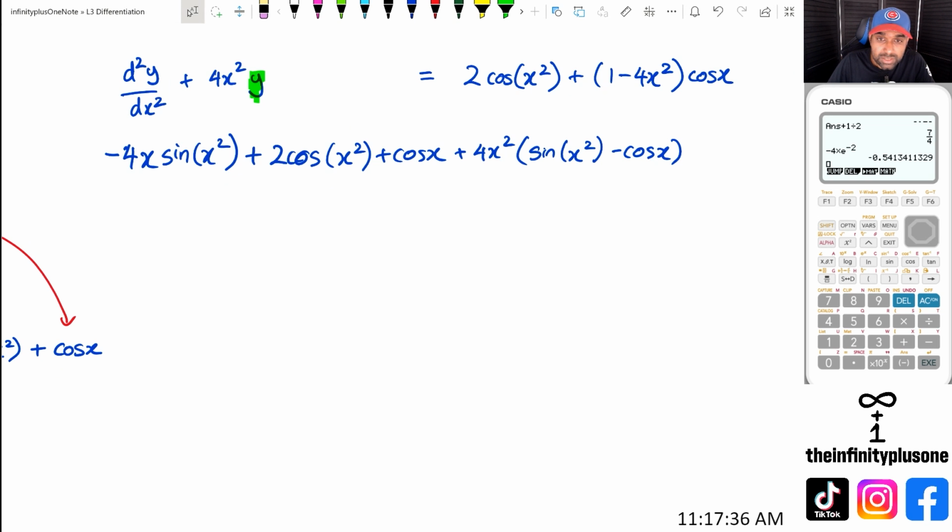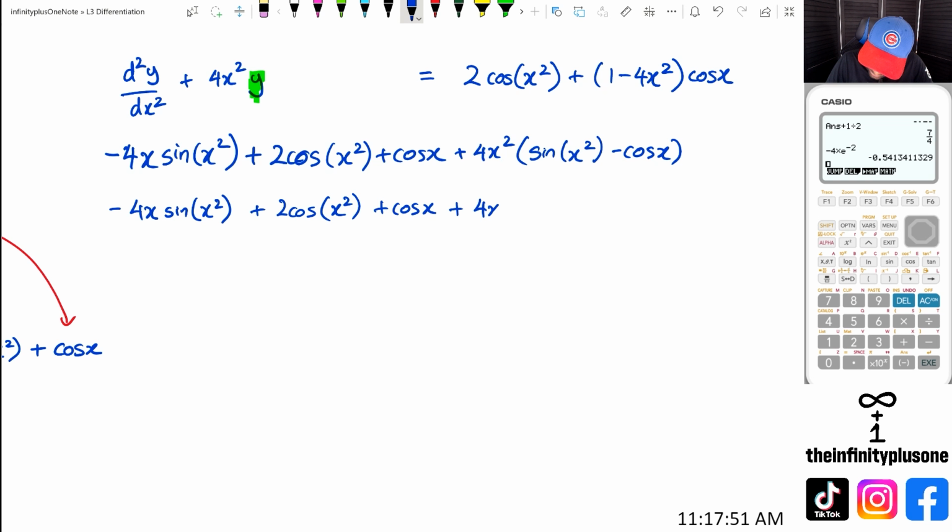So now I'm going to expand the bracket just to see what I can get rid of. So I've got negative 4x sin(x²) + 2cos(x²) + cos x + 4x² sin(x²) − 4x² cos x. So this last part here, I've just expanded this to get that, and that is to get that.